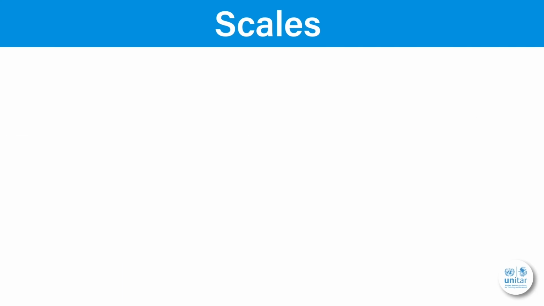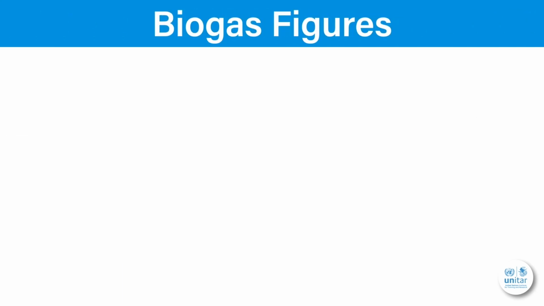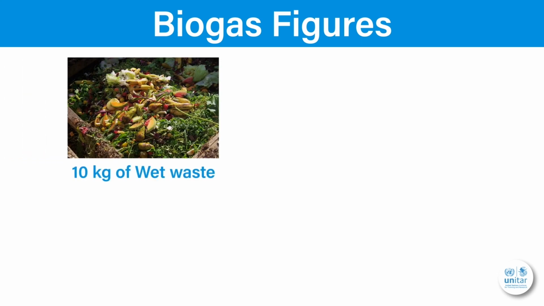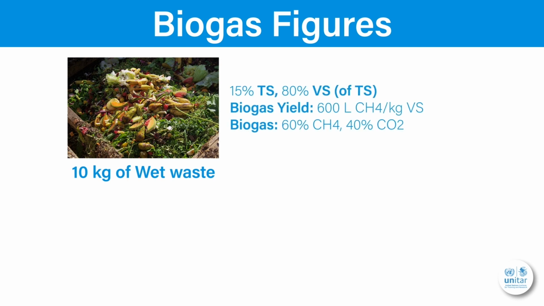To give you a better feeling of the time one can cook, or how much electricity can be produced, let's have a look at some numbers. Let's assume we have about 10 kilograms of wet waste, with TS of 15% and VS of 80%. Laboratory BMP tests have shown that we can expect a methane yield of about 600 liters per kilogram VS from our wet waste. Now let's imagine we have a small household digester, and we want to use the biogas for cooking. For every 10 kilograms of wet waste, we can produce about 1 cubic meter of biogas, which contains about 6 kilowatt-hours energy. If we burn this in a standard gas burner with 3 kilowatts power, we can cook for about 2 hours.